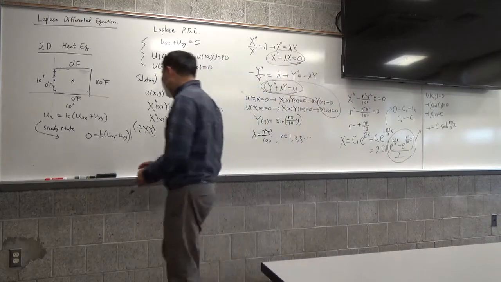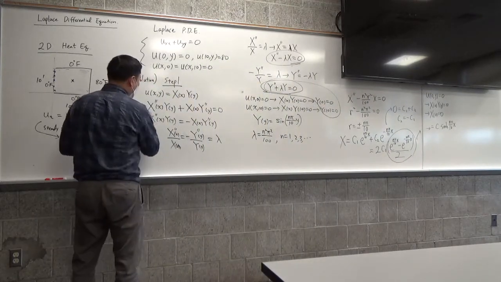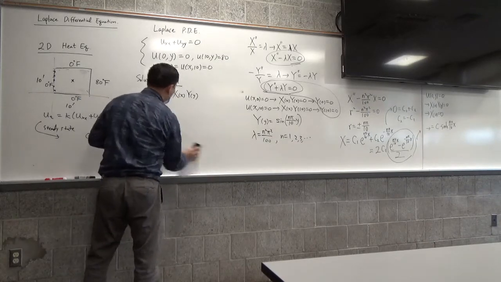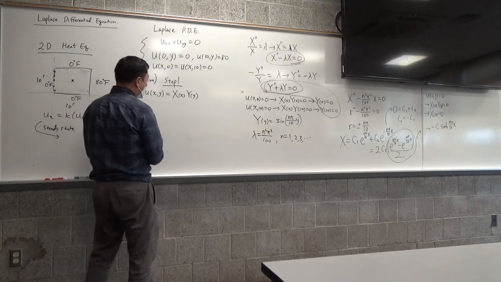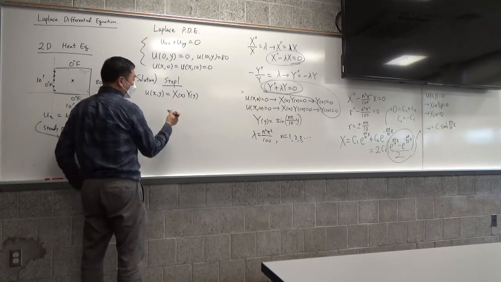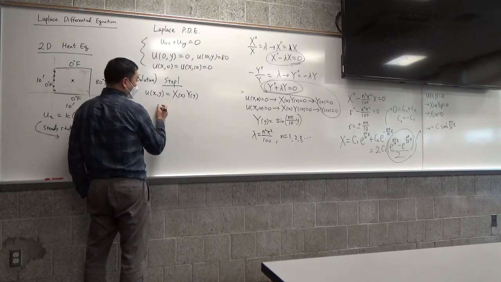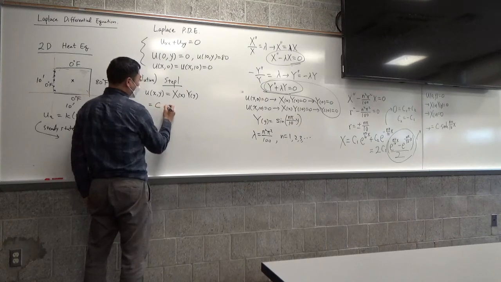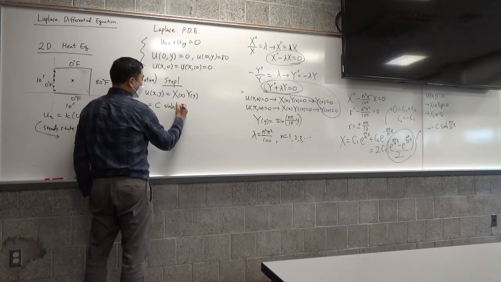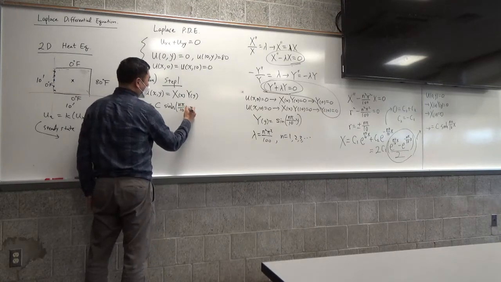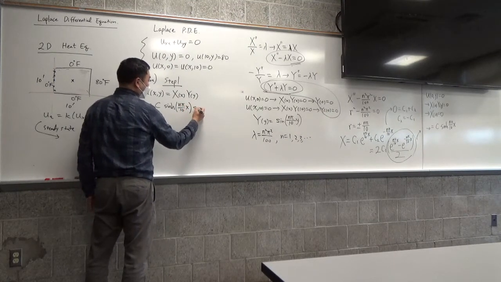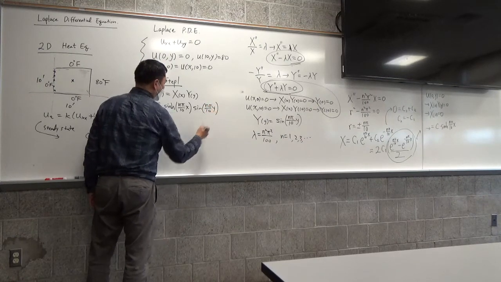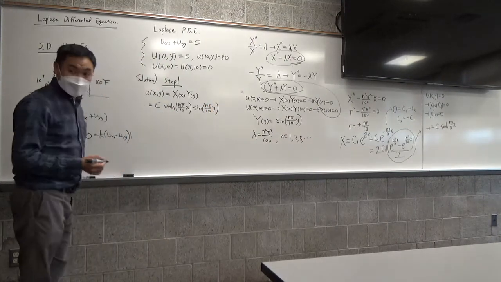All right, so that's the end of step one. Actually, almost the end of step one, because now you take the product of the two, and what are you getting? If you multiply the two, you end up with X of x is some constant times sine hyperbolic of n pi over 10 x, and Y of y is sine of n pi over 10 y. So that's your function.